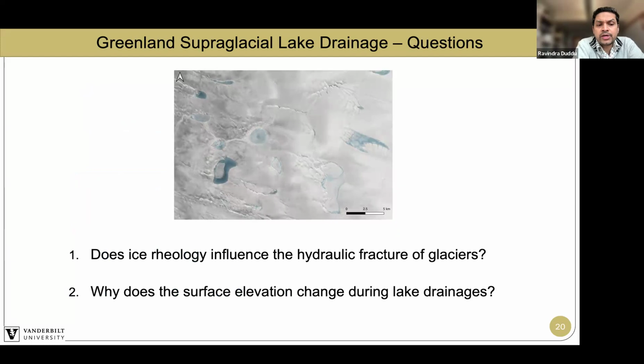And the question that always comes up from a mechanics point of view is, does the rheology of ice matter? The fact that ice is viscous over long time scales and elastic on shorter time scales is just an assumption. In general, it's a much more complex viscoelastic material. So how does this complex ice rheology affect hydrofracture? That was a question we first posed.